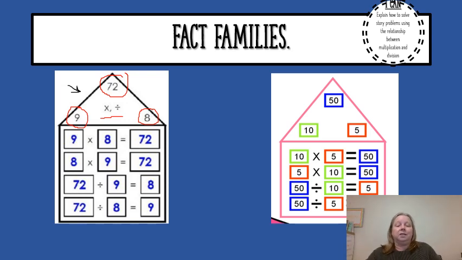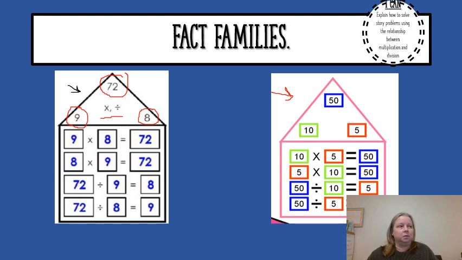All right, now look at the next house and you'll see that there is a 50, a 10, and a 5. But there's no numbers to tell us to add and subtract or multiply and divide. So I have to try it. What is 10 plus 5? 10 plus 5 is only 15. And if you look at 50, that's not the same. So it must be multiplication. All right, so again, we have 10 times 5 is 50, or 5 times 10 is 50. And then when we divide, the biggest number's first. 50 divided by 10 is 5. 50 divided by 5 is 10.